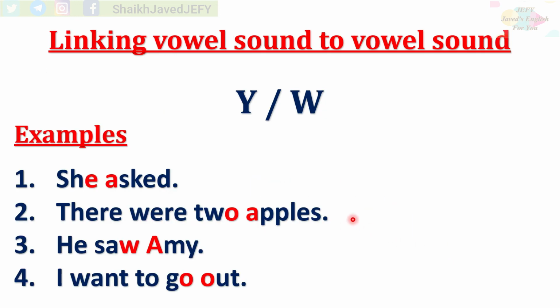When you link a vowel sound to a vowel sound, there are two sounds that might be created, either y or w. These two sounds. Always remember, I'm gonna repeat it once again. Whenever you link a vowel sound to another vowel sound, there would be y or w. This sound. No other sound but y or w.